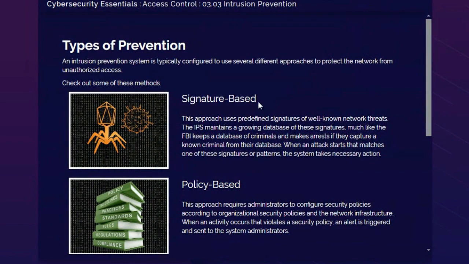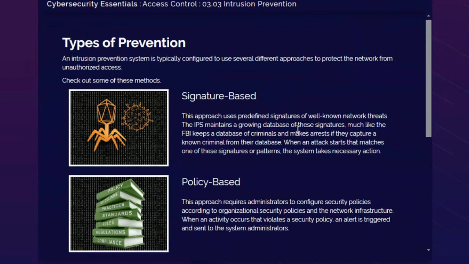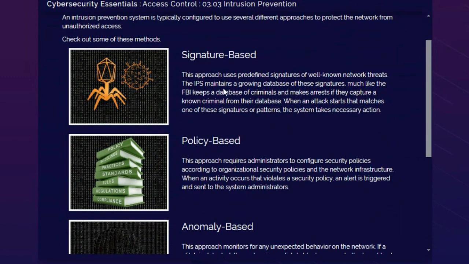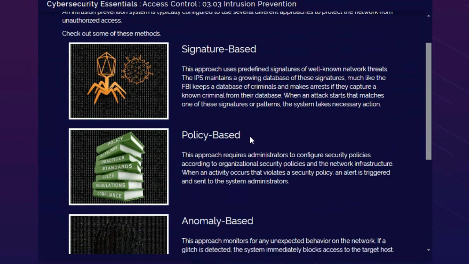Types of prevention. Intrusion prevention systems are typically configured to use several different approaches to protect the network. So here's some of the methods. Signature-based. This approach uses predefined signatures of well-known network threats. The IPS maintains a growing database of these signatures, much like the FBI keeps a database of criminals, makes arrests if they capture a known criminal from their database. So when an attack starts that matches one of these signatures or patterns, the system takes necessary action. So that's constantly being updated as new threats are identified that are known to be out on the internet.